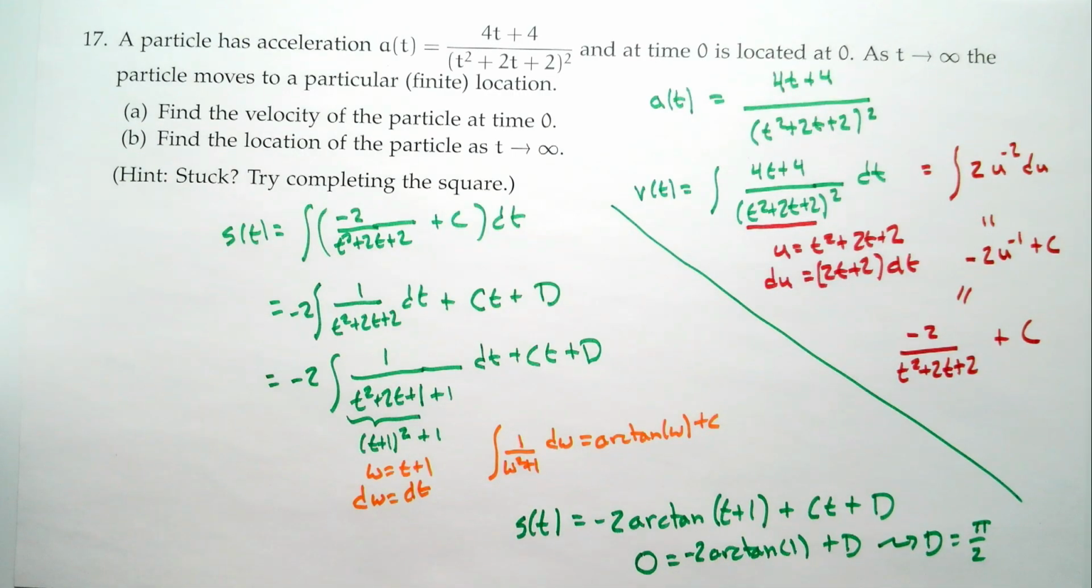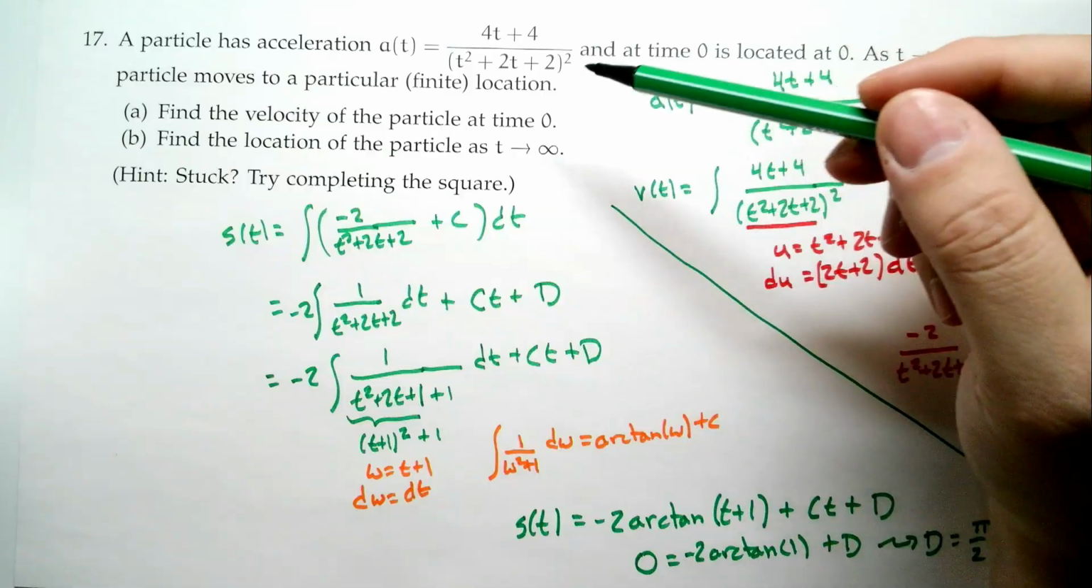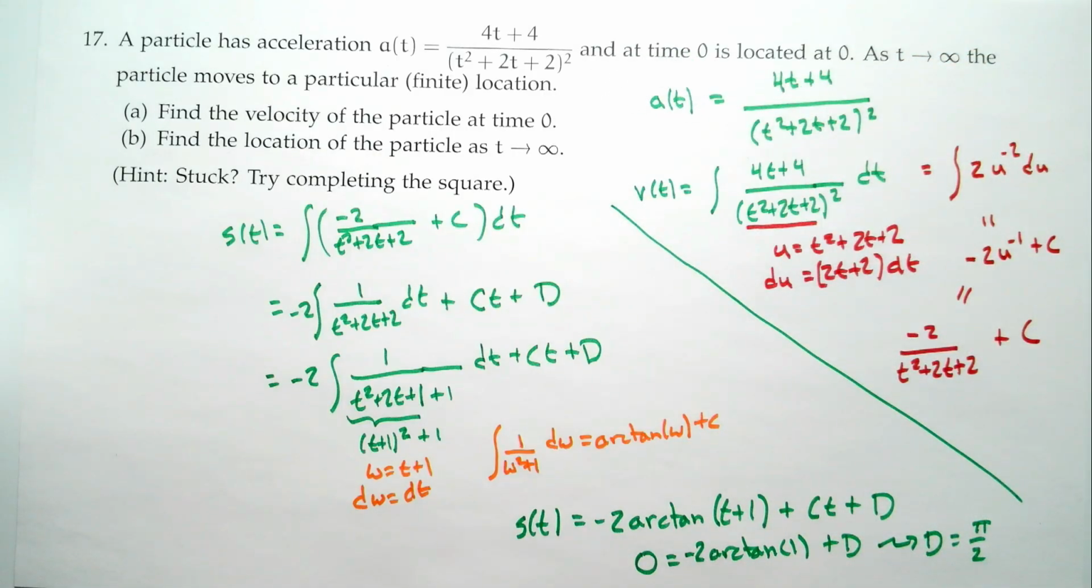All right, there's another thing that has to be true. As time goes to infinity, the particle moves to a particular location. Now, let's look at this expression and think about what happens as time goes to infinity. Well, the d is a constant. That's not going to do anything as time goes to infinity. Arctangent of t plus 1, well, arctangent has an asymptote. So it's going to approach something as time goes to infinity, so that's going to be fine.